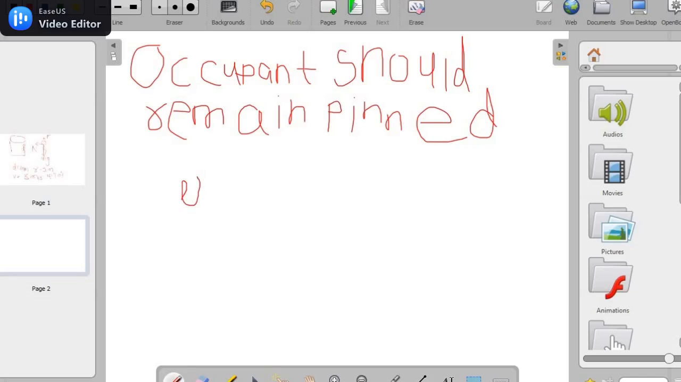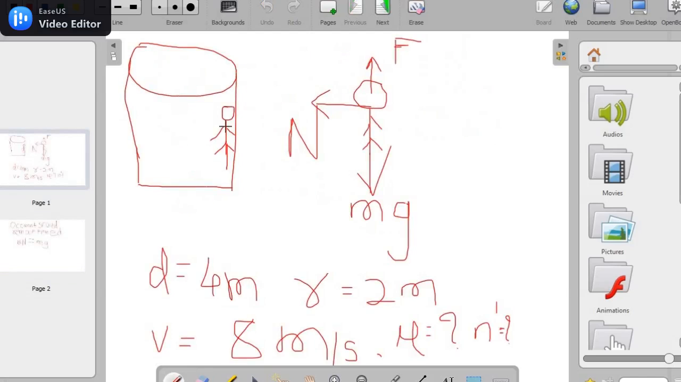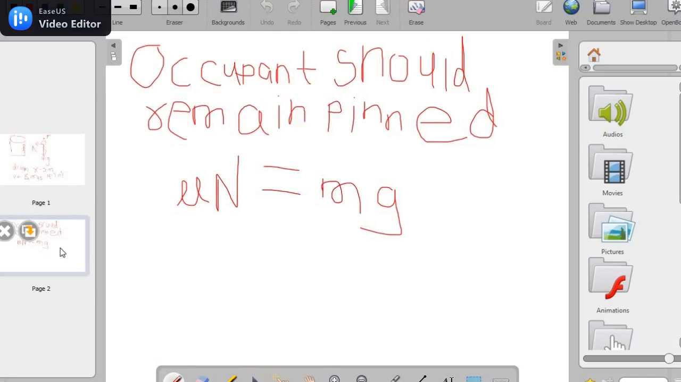So our coefficient of static friction, that is mu into n, the friction force mu into n, is equal to mg, isn't it? Because see, in the previous page I have drawn the FBD. So to keep this occupant pinned, we have to balance this force of friction and mg. This force of friction will be equal to mg. Then and only then will he remain pinned throughout the rotation. So mu into n, coefficient of static friction into normal, should be equal to mg, and normal in this case is horizontal.